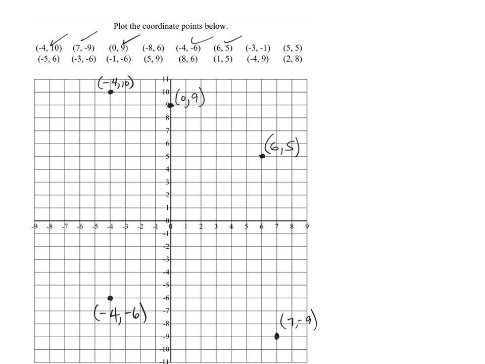One thing you can notice, I'm going to make up a point here. I'm going to do 3, 0, and plot it. 3 and 0 means 3 in the x direction and 0 in the y. I'm not moving up or down. So that's 3, 0.